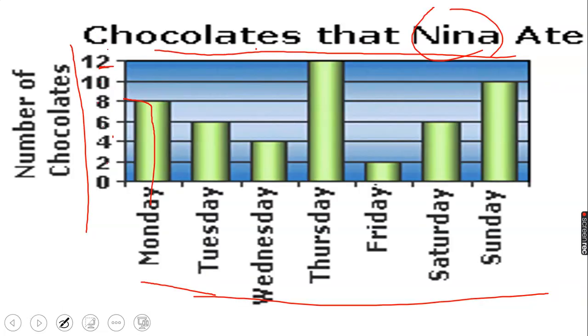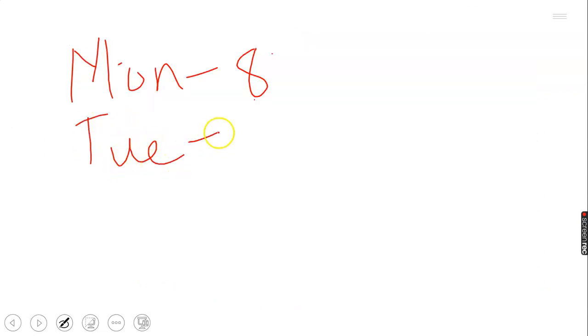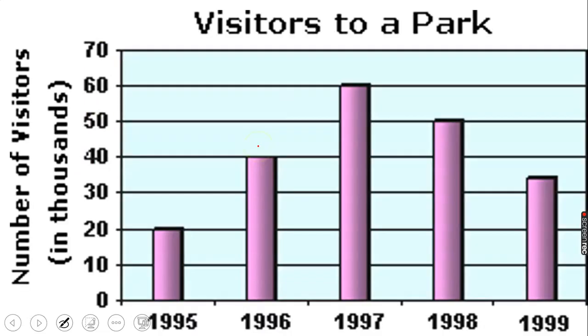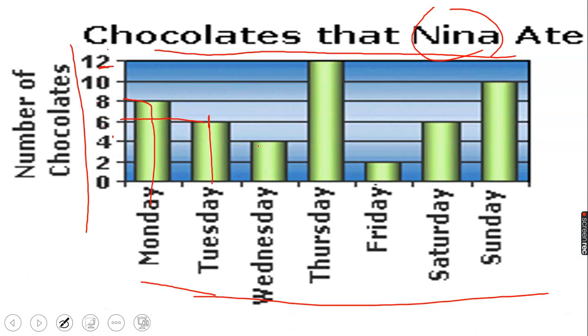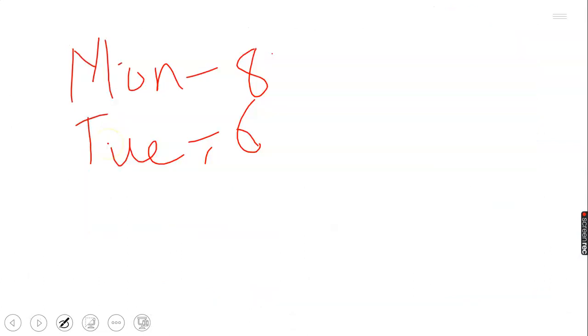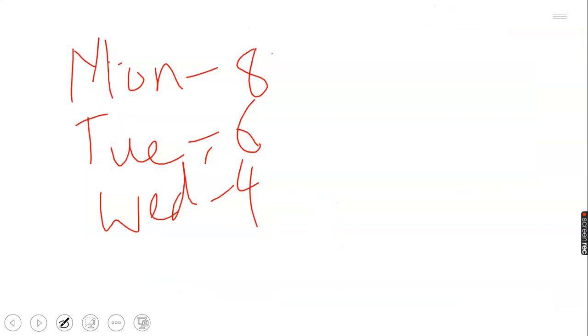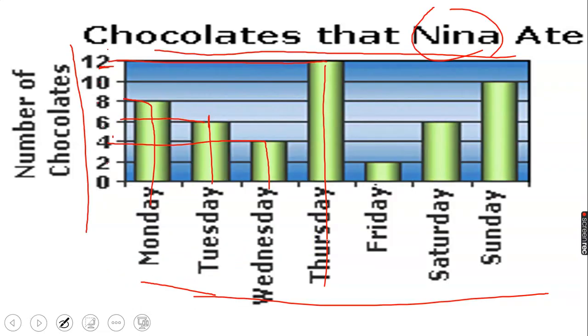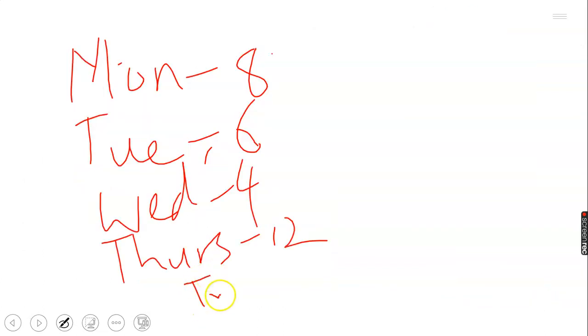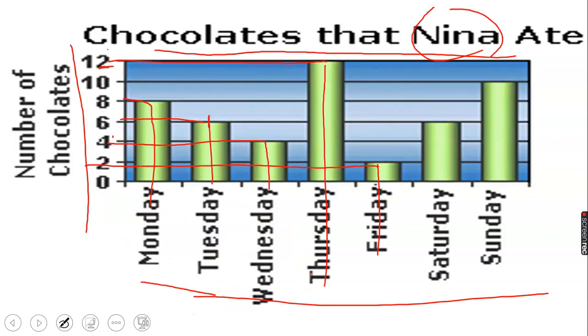Get your jotter and write along with me. On Tuesday, trace it down. We have 6. So Tuesday, we have 6 chocolates Nina ate. Then on Wednesday, we have 4. So you write Wednesday, we have 4. Then Thursday, she ate 12 chocolates. So we have Thursday 12. Okay, now let's go to Friday. She was able to eat just 2 chocolates. Then coming to Saturday, she took 6 chocolates again.